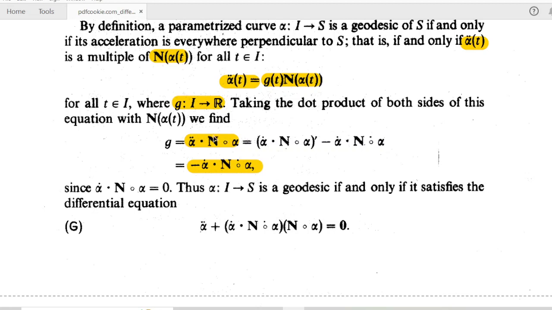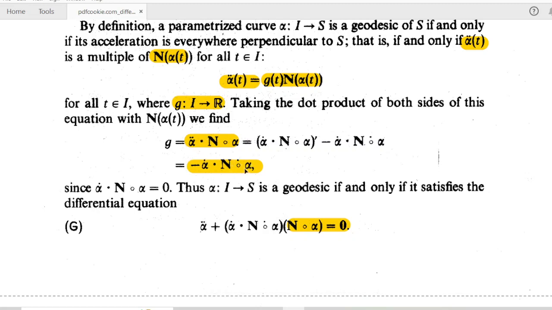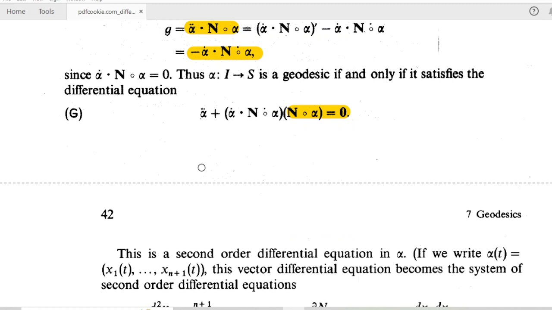Okay, on both sides we take n of alpha of t, and if we move this to the other side it becomes plus. Now if we multiply n composed with alpha on both sides, we get alpha double dot dot n composed with alpha of t into n composed with alpha of t. So we get this differential equation.